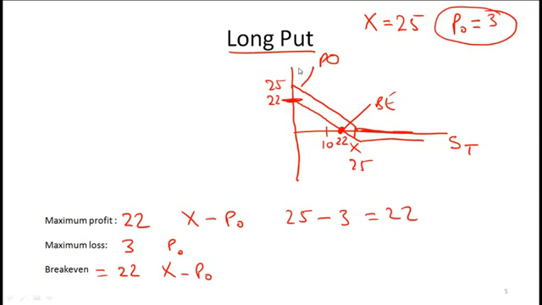Why would an investor take a long put position? Basically, if he is bearish on the stock. If he thinks that the stock price will plummet, then obviously a long put position makes sense, because he can make money when the stock price falls. And if the stock price increases, then his loss is capped or limited at $3, which is the option premium.